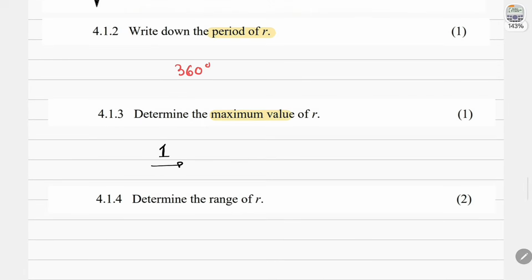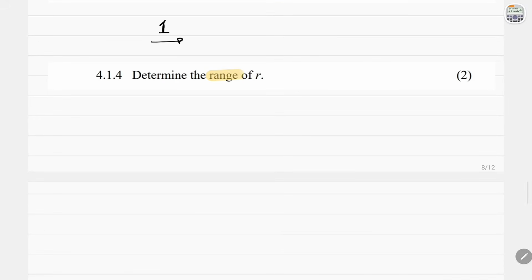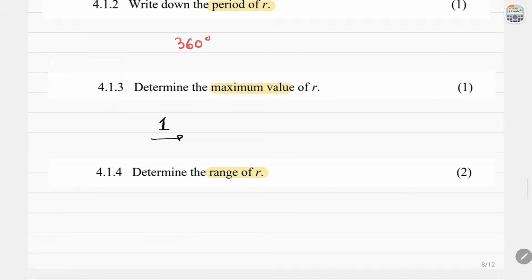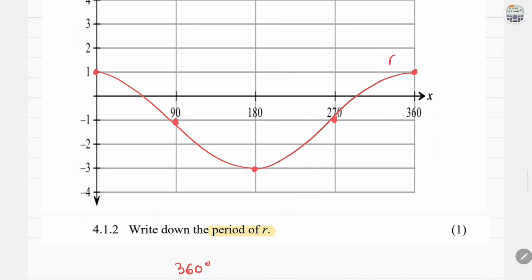Question 4.1.4 says, determine the range of r. So from question 3, you see that the range is all the possible y values of this graph. We can see that the y values that this graph has starts from this lowest value of -3 all the way to the highest value of 1.